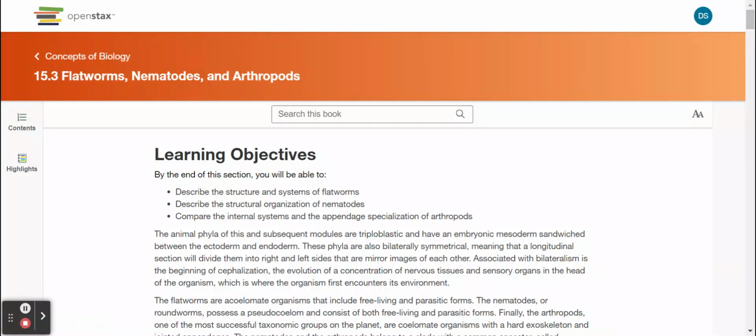Section 15.3 Flatworms, Nematodes, and Arthropods. By the end of this section, you will be able to describe the structure and systems of flatworms, describe the structural organization of nematodes, and compare the internal systems and the appendage specialization of arthropods.